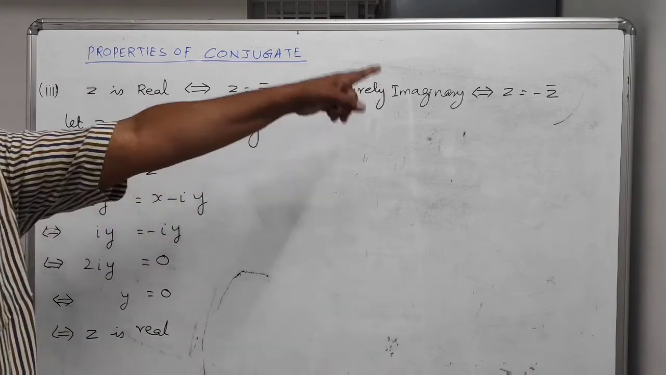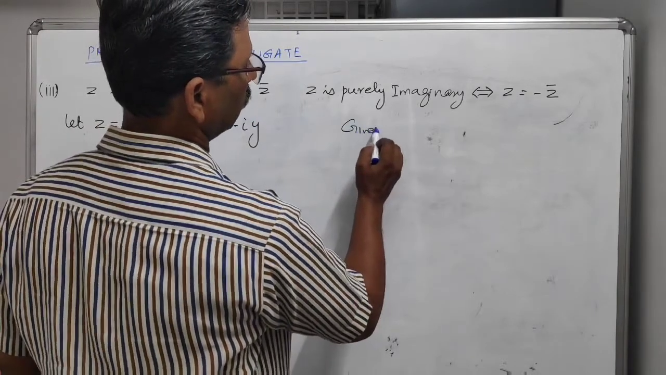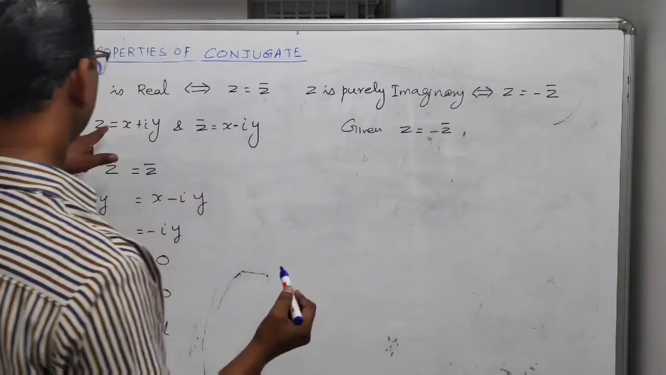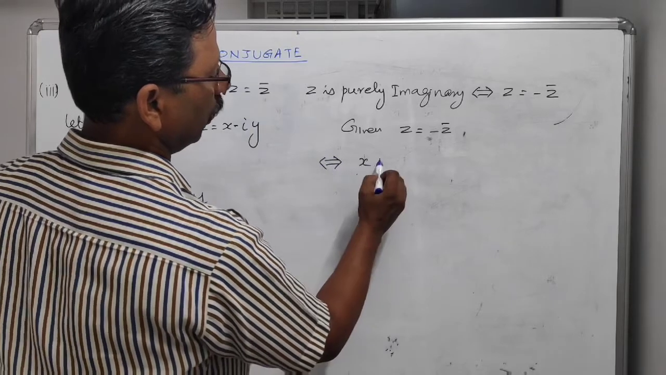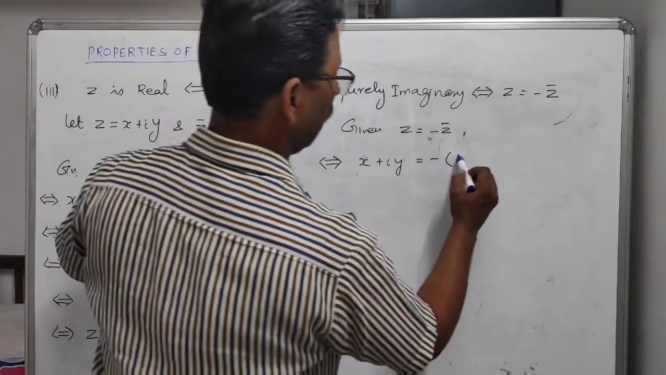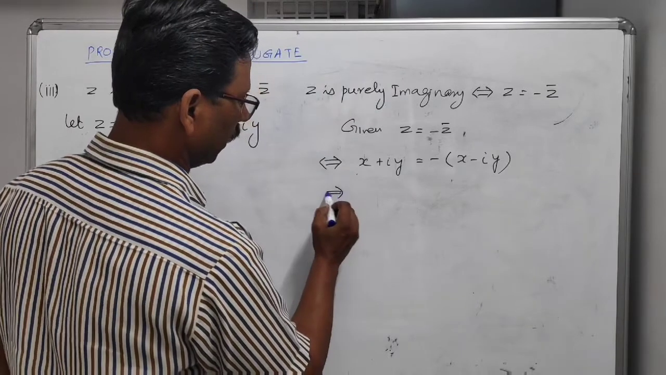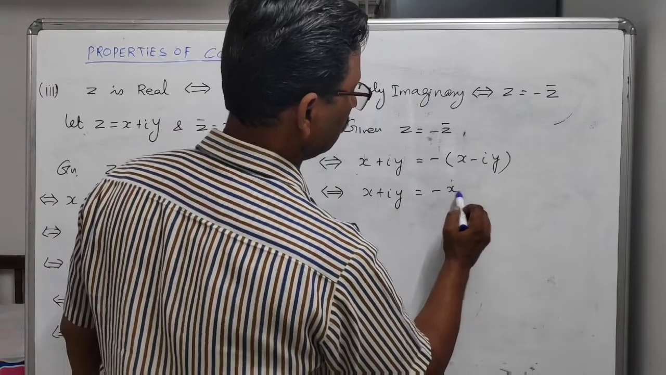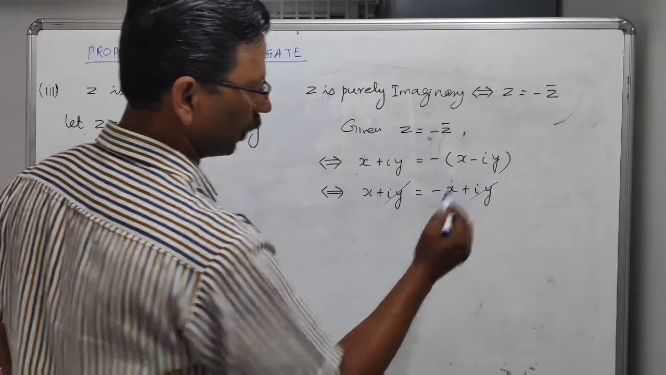Likewise, we can go for z is equal to minus z bar. Again, given z is equal to minus z bar. What is z here? X plus iy, if and only if we can write x plus iy is equal to minus of, what is z bar? X minus iy. Now you can remove this bracket and write if and only if x plus iy is equal to minus x plus iy. Now you can cancel this iy on both sides.